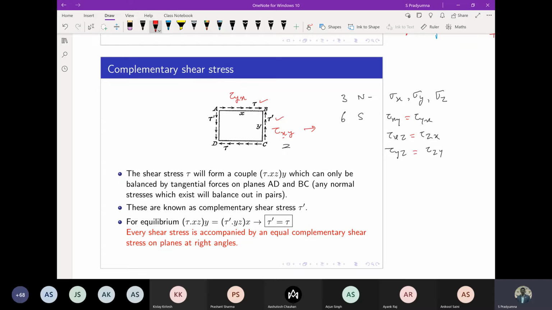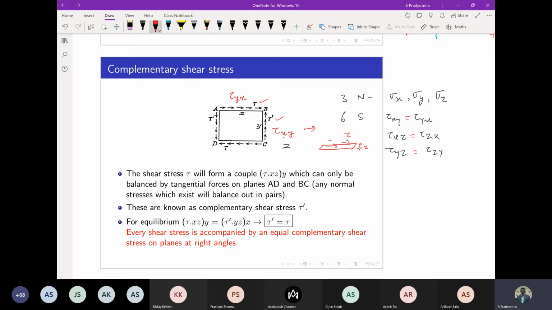We need to prove that these two are equal, and because of that symmetry, you reduce from 9 components of stress to 6 components of stress. So we assume that any shear stress tau will form a couple. That couple is defined as tau times x. Tau is the stress. So let's assume that this also has a thickness of z. So this is the tau acting on this surface.